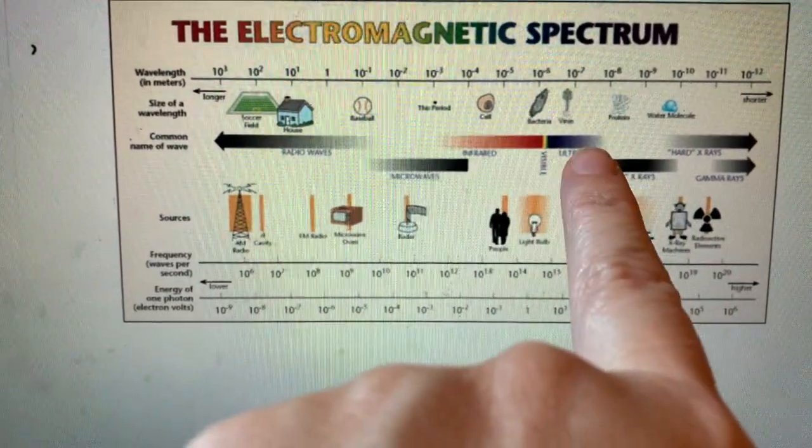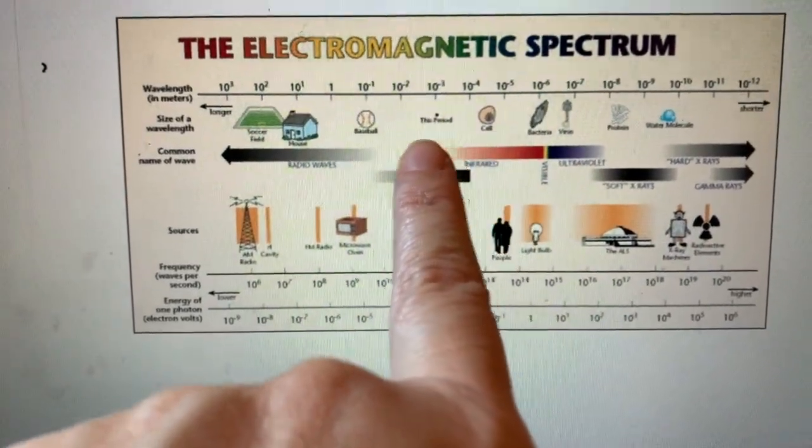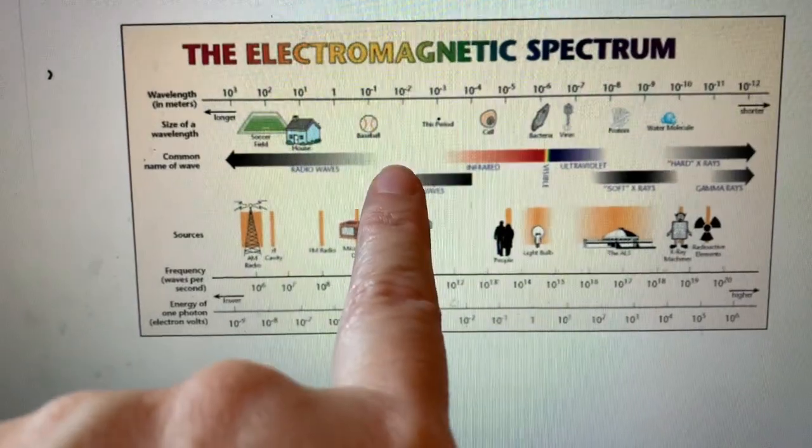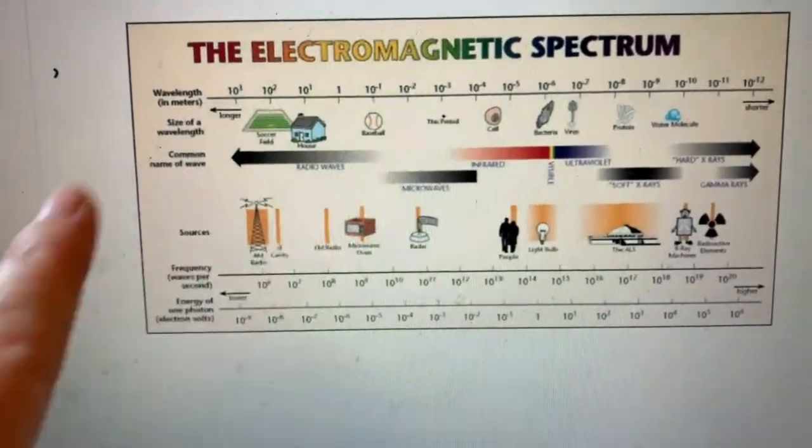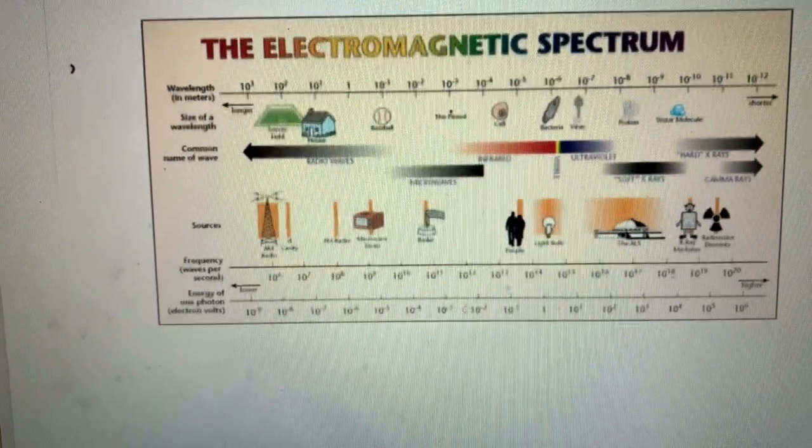As we move over here, we start getting things like X-rays and gamma rays. We're at ultraviolet right here. As we move over to my left here, this is more infrared, and we're moving to radio waves that allow us to have television and all of that good stuff.